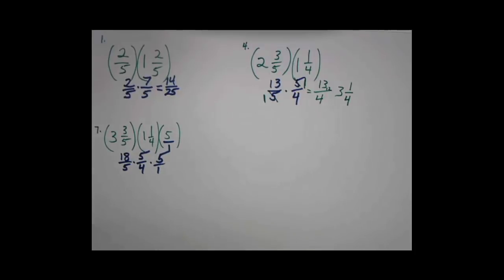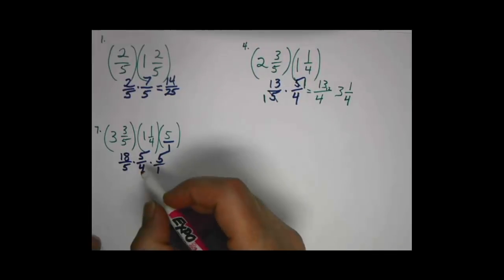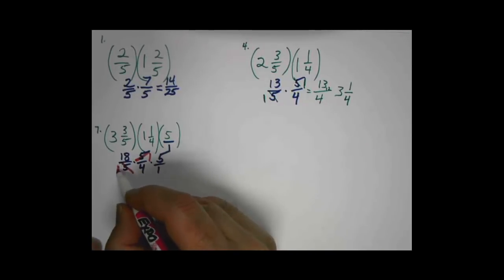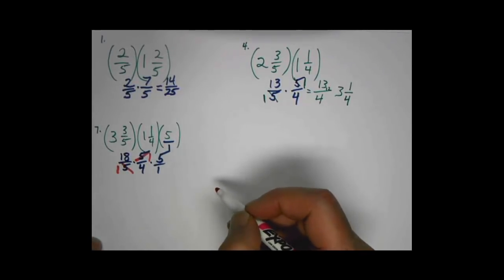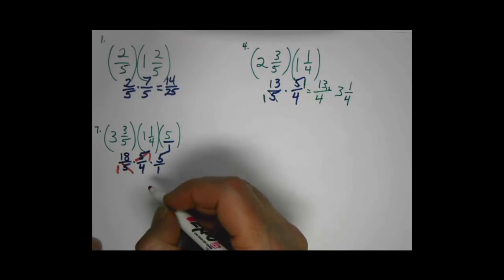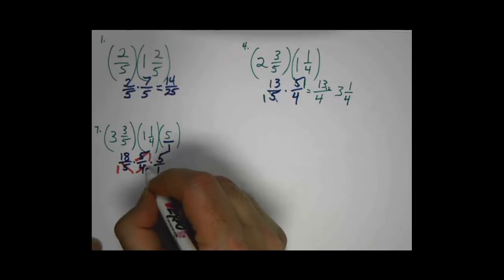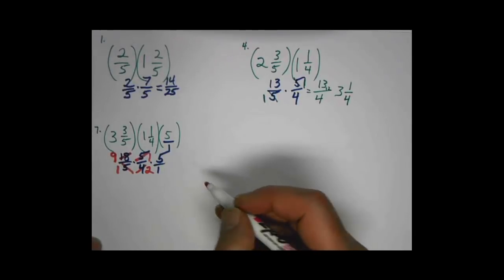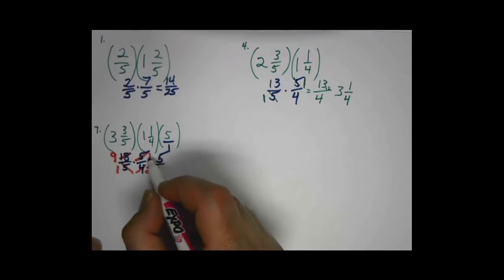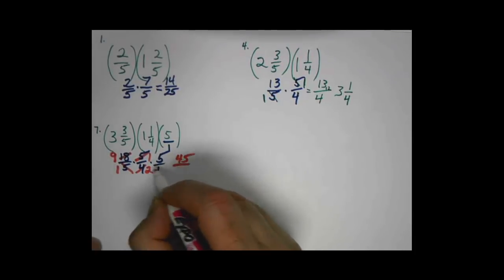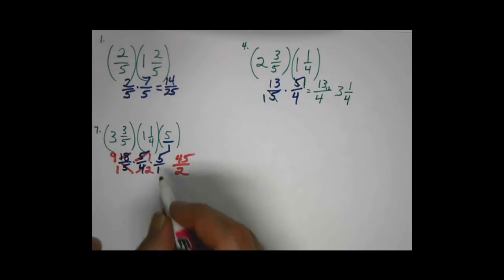So as always, we're going to see, is there any number on the top that can be reduced with any number on the bottom? Well, again, I notice I have 5s. So how many 5s in 5? 1. I could have used either 5 on the top; it really didn't matter. I notice that both 4 and 18 are even. Therefore, 2 goes into both. So how many 2s in 4? 2. 2s in 18, 9. So again, we're going to multiply straight across. So 1 times 9 is 9, and times 5 would give us 45 over 2. 1 times 2 times 1.